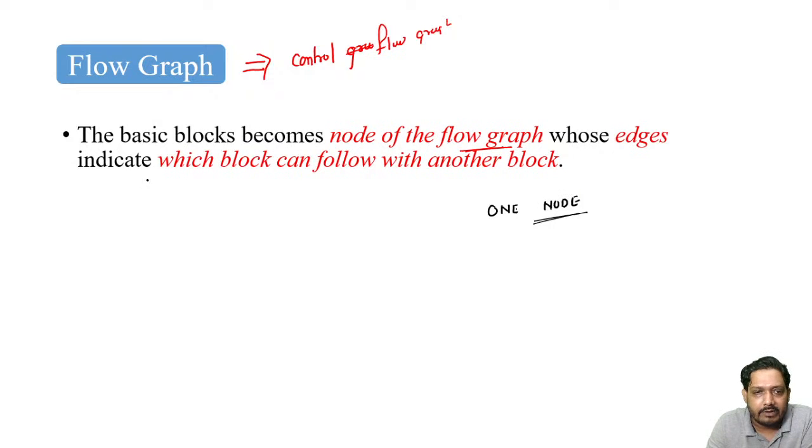Edges indicate which block can follow another block. So there will be a flow of what? Flow of control. That is the simple thing. Flow of control between your basic blocks.